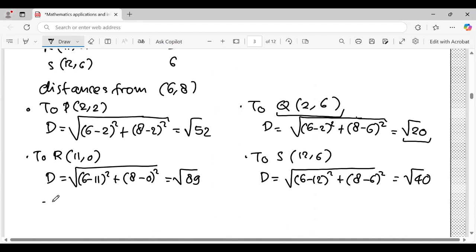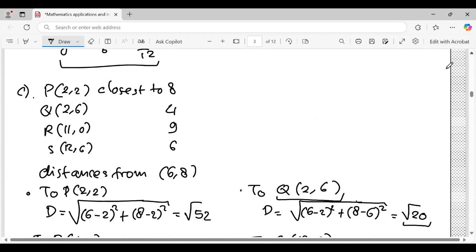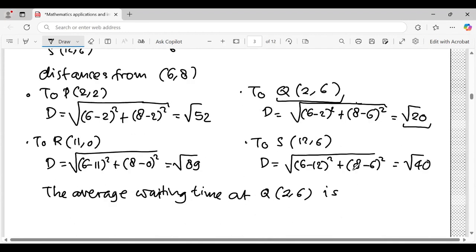So this is the conclusion: the average waiting time at Q (2, 6) is, if you look at the table, 4 minutes. Next question.